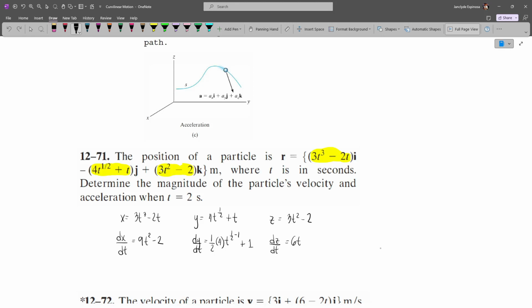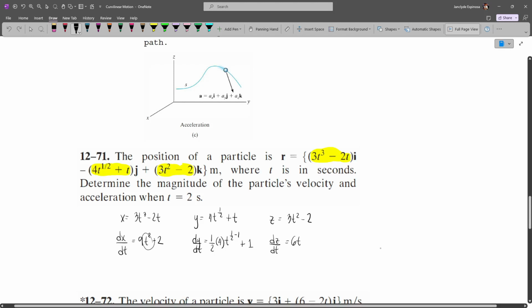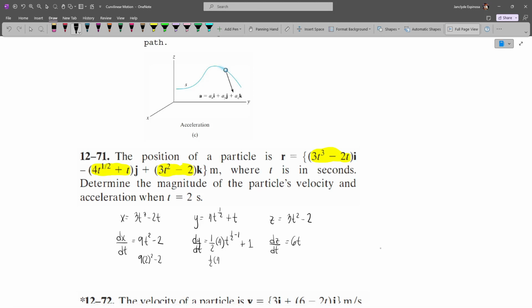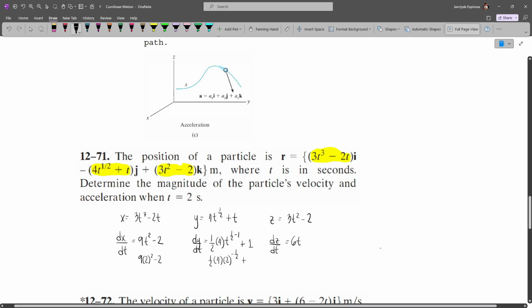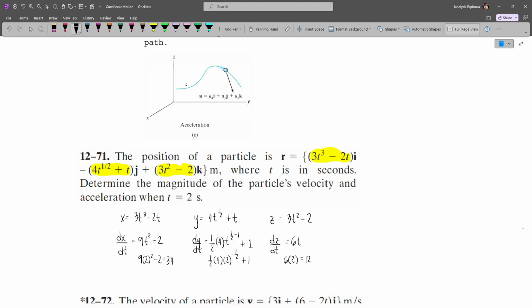And so since we want the particle's velocity, let's substitute 2 in all of these equations for the value of time. So we have 9 times 2 squared minus 2, and then 1/2 times 4 times 2 to the 1/2 minus 1 will give us minus 1/2, and then plus 1. And then for dz over dt, we have 6 multiplied by 2, which is 12. So this is now 9 times 2 squared minus 2. This will be 34, and then 1/2 times 4 times 2 to the negative 1/2, and then plus 1. This will be 2.41.